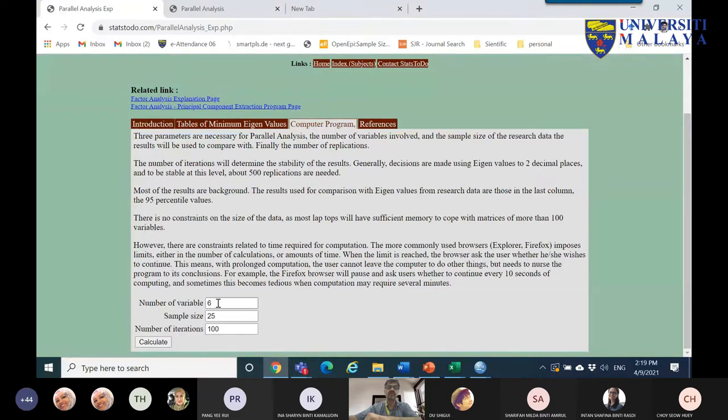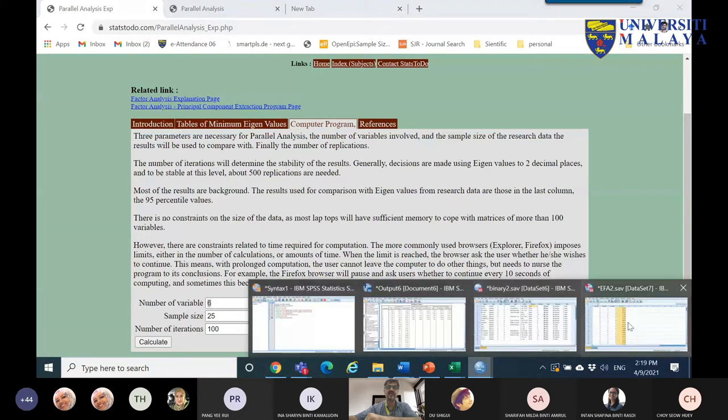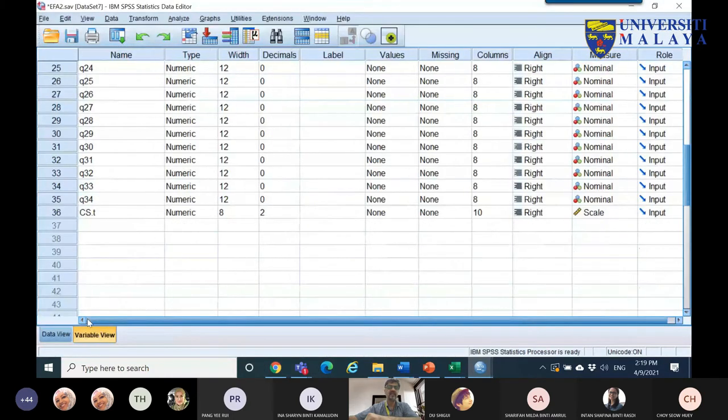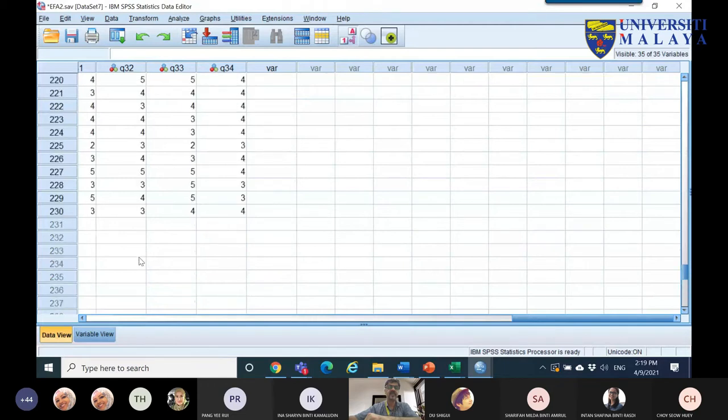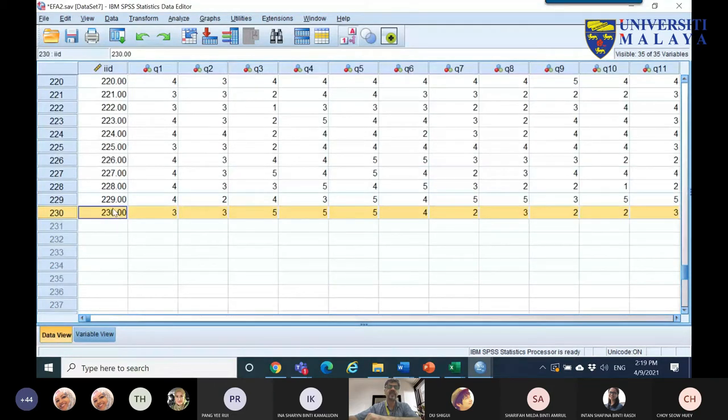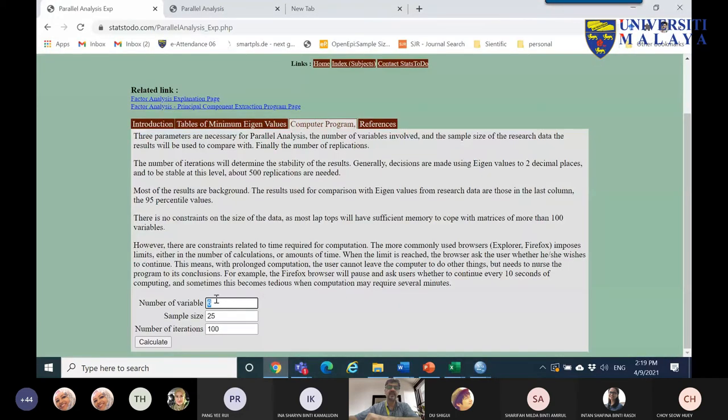What you need to do? First, you need to identify the number of observed variables. For example, in this study, we had 34 items. These 34 items, and how many samples do we have in our data? In this data set, I have 230 samples. So what I need to do under this program, StatToDo, I have 34 variables. My sample size is 230. And then just leave the number of iterations as 100.